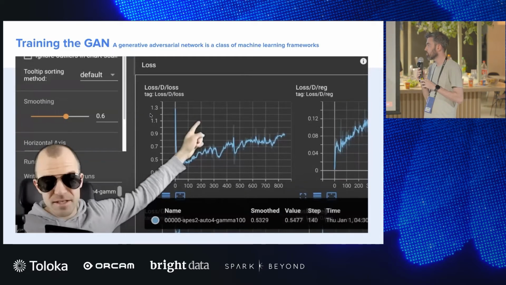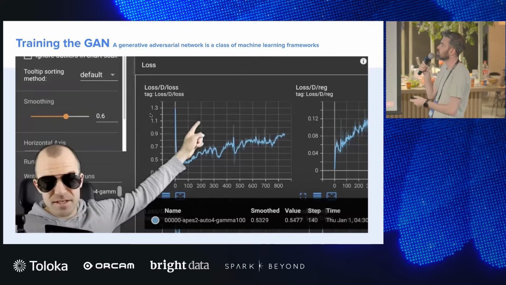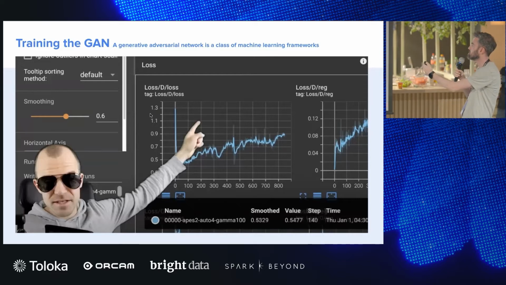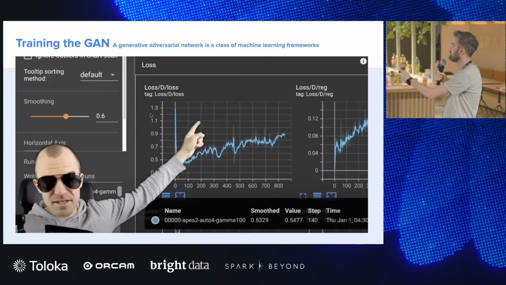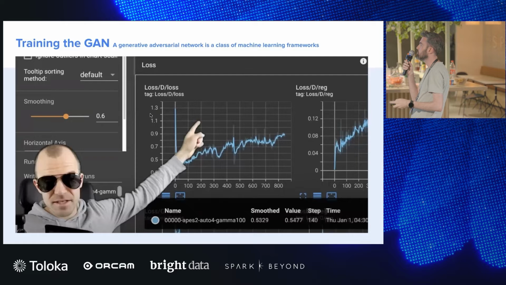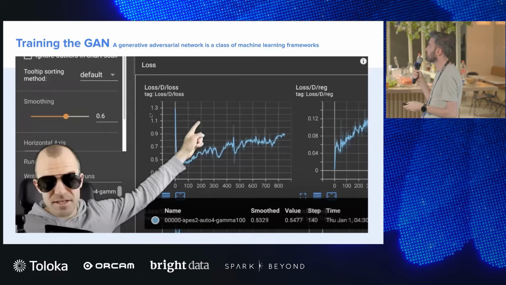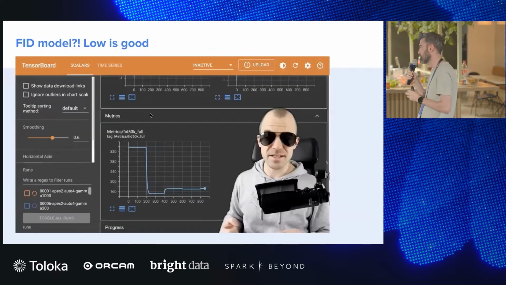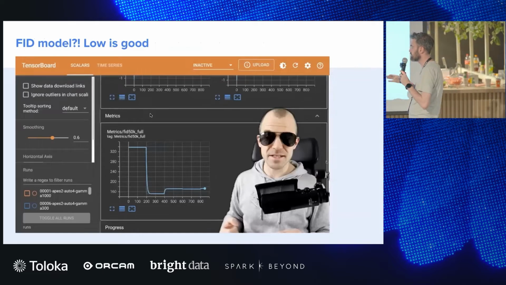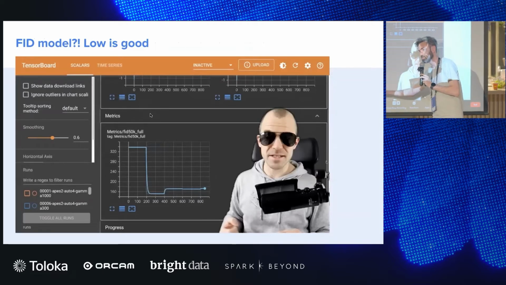And I don't know a lot about how to train AI. Maybe you know better than I. But he said something about training the GAN. This is a GAN. What is a GAN? I don't know if I have a laser or something here, but a GAN is a generative adversarial network, a class of machine learning frameworks. And after he trained it a bit, he taught me something that I didn't know, that in this graph, we need to be as low as possible.